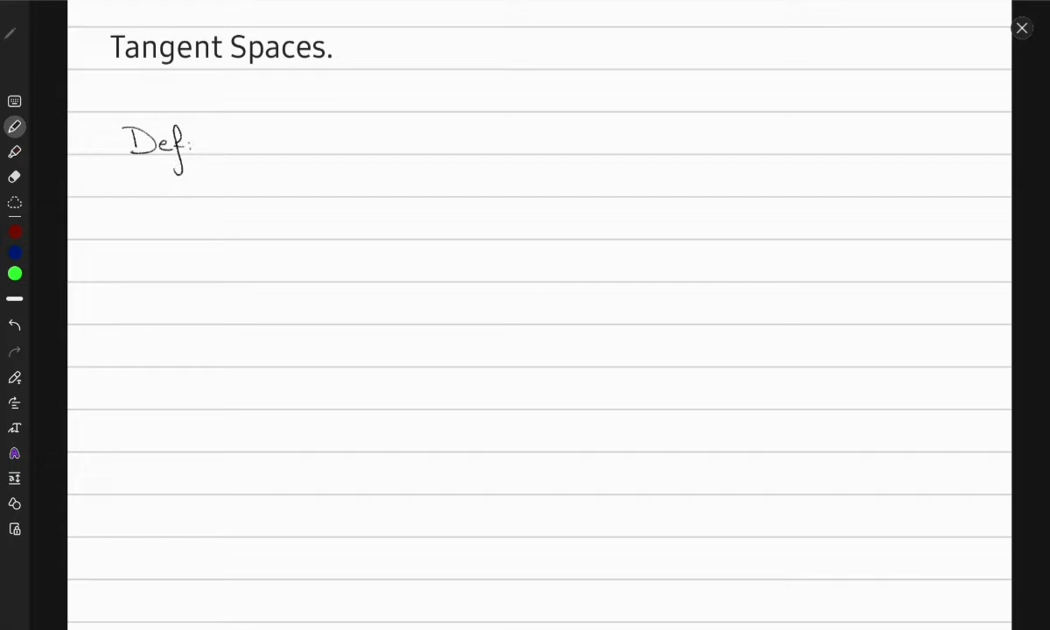We'll define our tangent spaces by supposing that you have a curve C that belongs to a real number space of 2 dimensions. And then suppose that you have a point P that is on this curve. So it's represented like this.